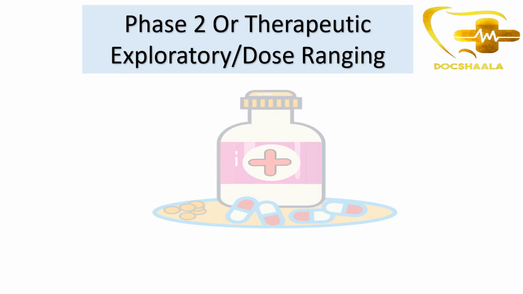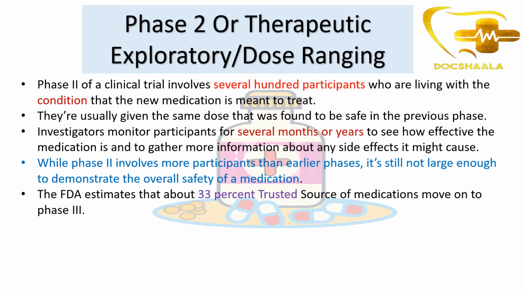Then coming to phase 2. Phase 2 is also known as therapeutic exploratory or dose ranging. It involves several hundred participants who are living with the condition that we are going to treat. That means they are diseased people. So they are given the same dose that was found to be safe in the previous trial. They are given a safe dose of medication.